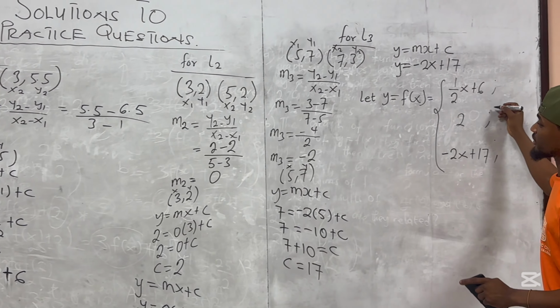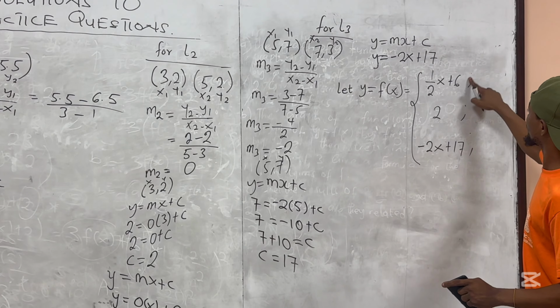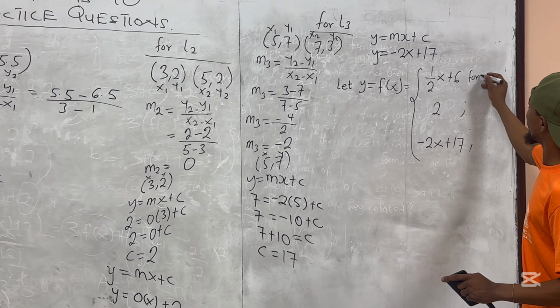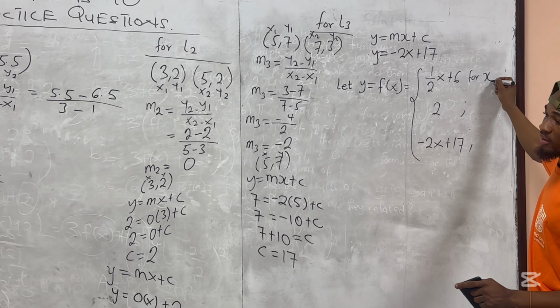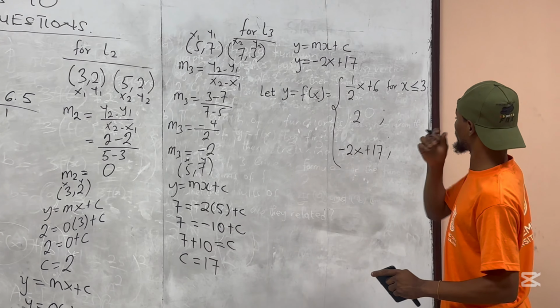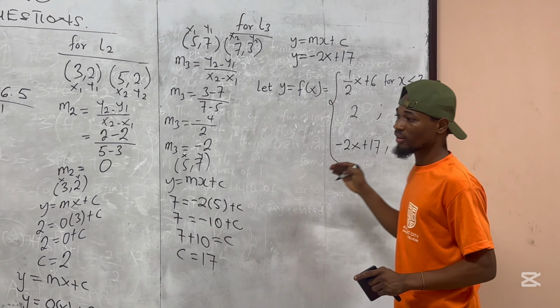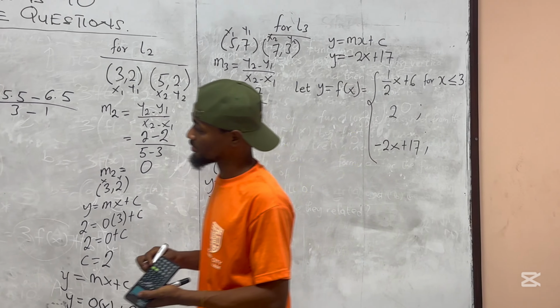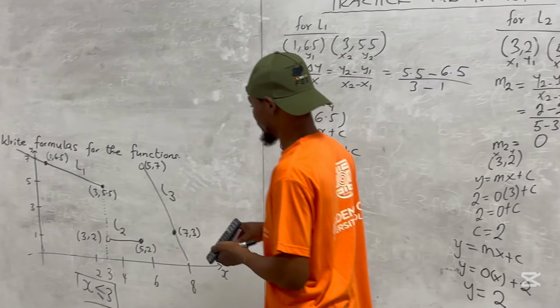So this one will be for x less than or equal to 3. Let's move on to the second one.